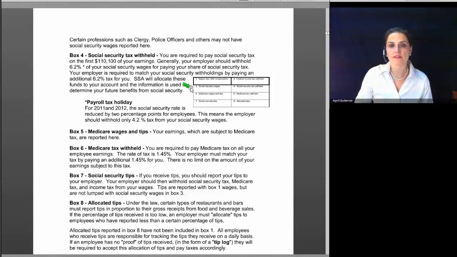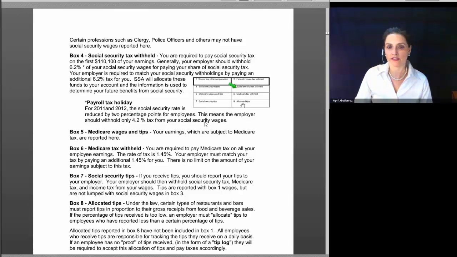But until you max out on Box 3, Box 4 is going to be going up as well. But Box 4 should always be the same amount, percentage-wise, and for 2012, that's 4.2% of the amount entered in Box 3. So if your Social Security wages hit $110,100, then the maximum amount of withholding you would have would be 4.2% of $110,100. Another way to look at it is, let's say my wage income for the year is exactly $10,000. Then you would have $10,000 of Social Security wages, and 4.2% would be $420 that gets entered in Box 4.